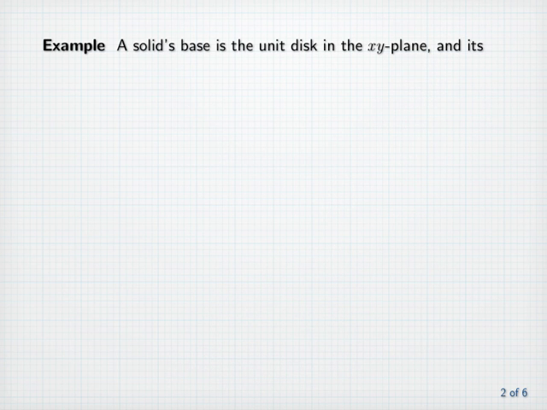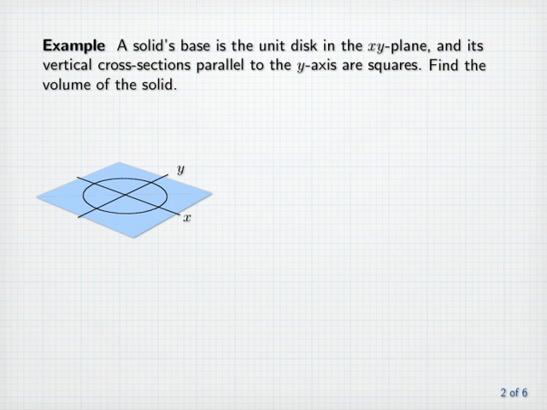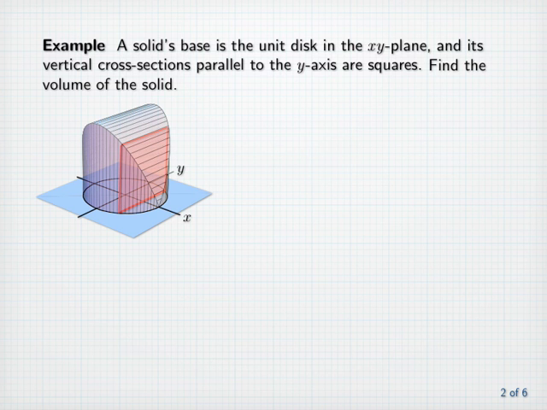Example: a solid's base is the unit disk in the xy plane, and its vertical cross-sections parallel to the y-axis are squares. Find the volume of the solid. To get a picture of the solid here, imagine first the xy plane lying horizontally as shown here with the unit circle, which is the base of the solid. Here's a typical vertical cross-section parallel to the y-axis, or perpendicular to the x-axis. And this is what the solid looks like.